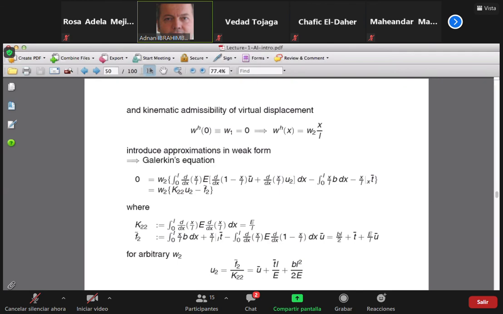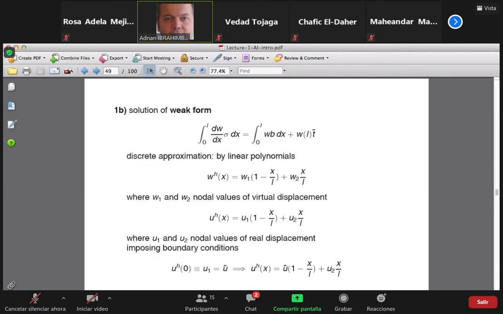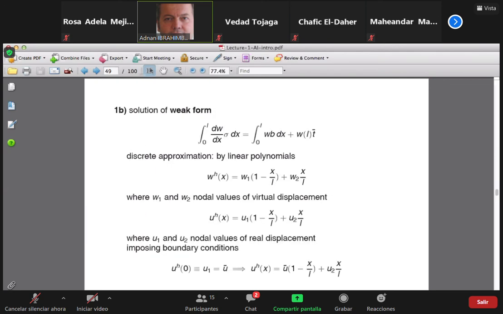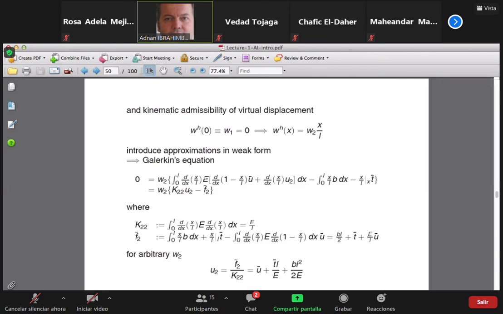And I also know that kinematic admissibility implies that W of 0 has to be equal to 0. That means now that W1 has to be equal to 0. So from this interpolation of the virtual displacement, W1 is equal to 0. I'm left only with W2 times x over L. So now I use these two interpolations for U and for W in the weak form, which is given here. I integrate, and this is what I obtain.